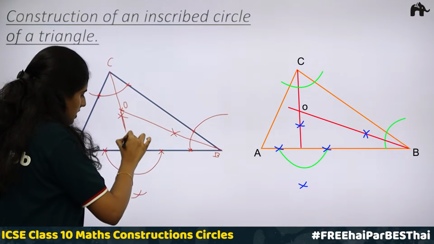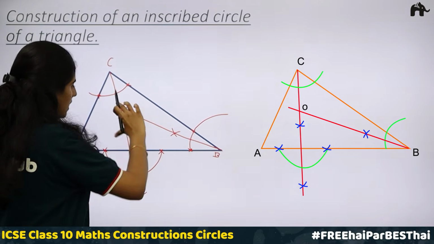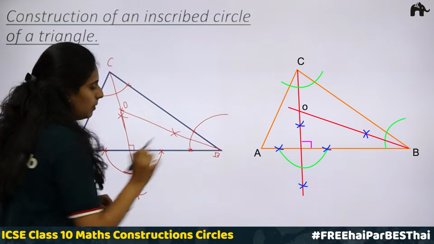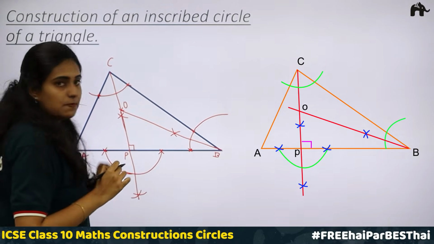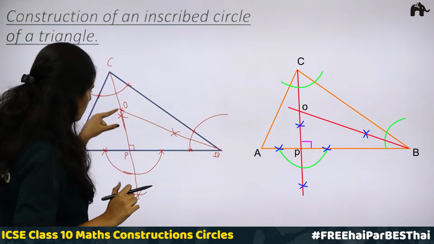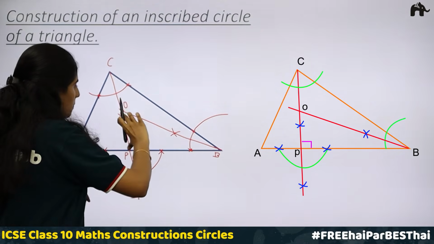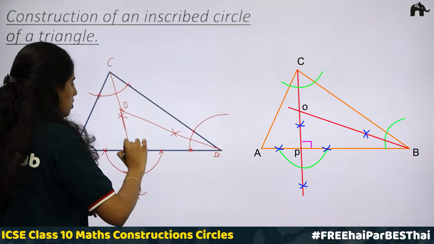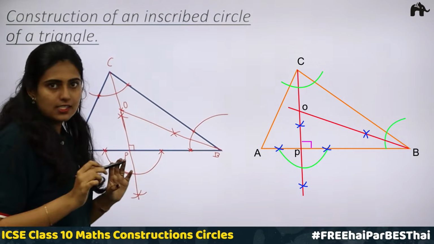When you join this line, you will get the perpendicular bisector. Then this line makes 90 degrees with AB. I'll mark this point as P. OP is a perpendicular drawn from point O to side AB. Now, OP will be taken as the radius of the circle. We'll be drawing a circle with center O and OP as radius.